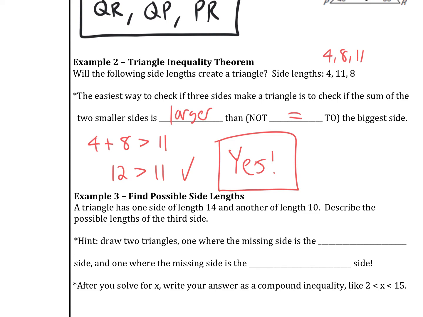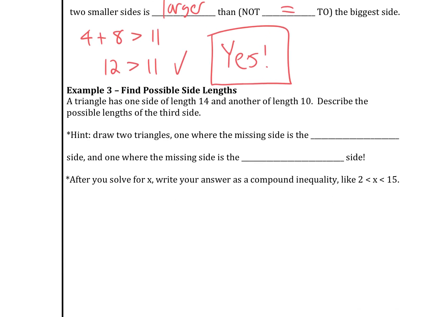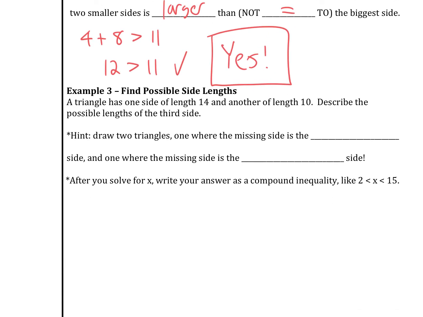All right. Sounds good. So next example, find possible side lengths. A triangle has one side of length 14 and another of length 10. Describe the possible lengths of the third side. All right, so here's what we're going to do. It says we're going to draw two triangles. One where the missing side is the smallest side, and one where it's the largest side.